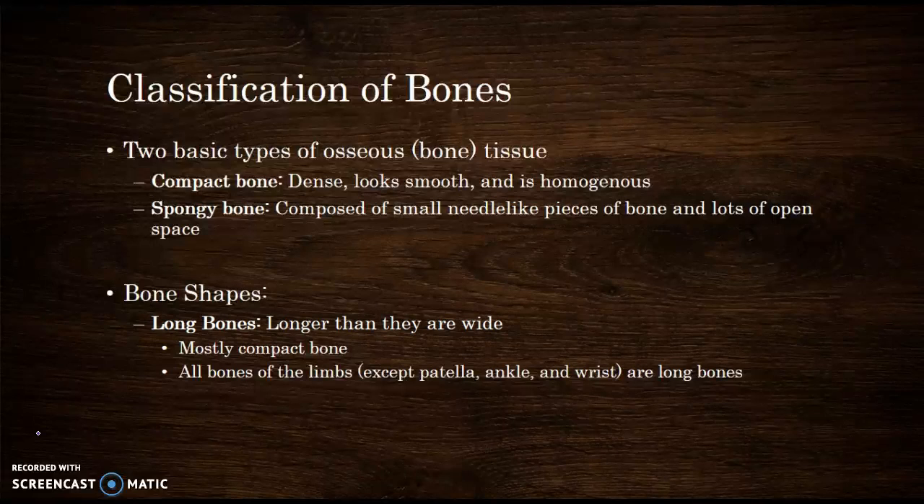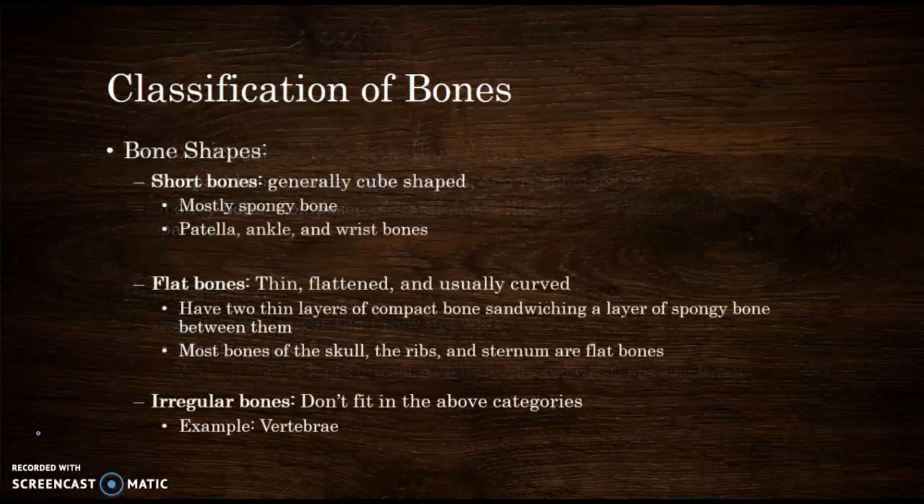And then we look at bone shapes. So long bones are going to be your typical bones of the limbs. So if you look at your femur, which is your thigh bone, or your humerus, which is your upper arm bone, those are all going to be examples of long bones. Then we have short bones. These are going to be cube-shaped. These are going to be your ankle, your wrist, and your patella. And patella is going to be your kneecap.